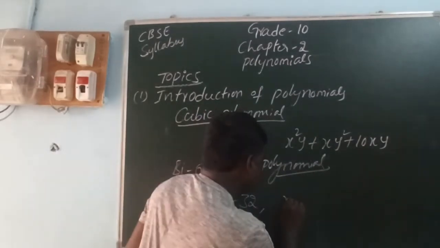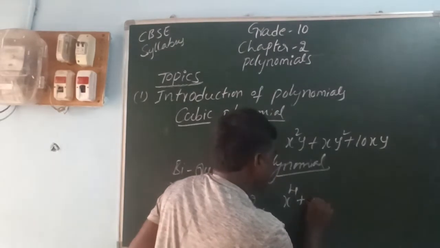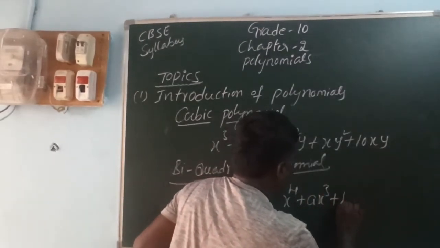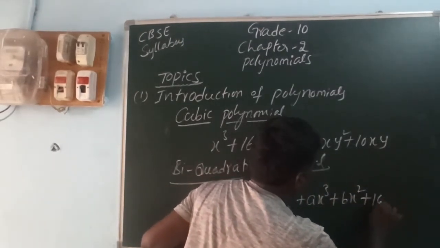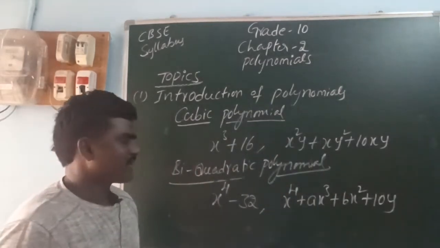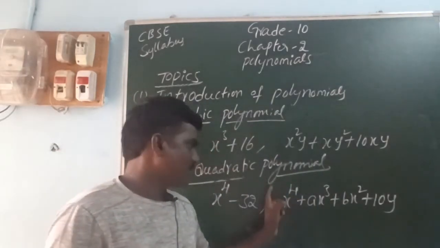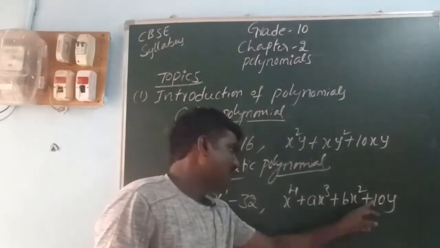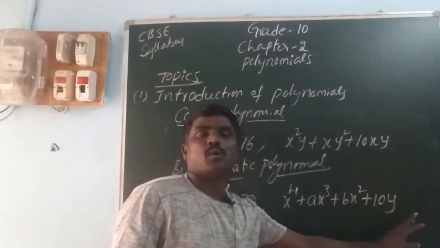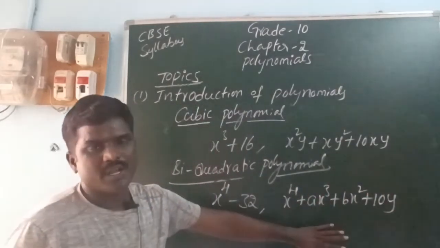Here we take x power 4 plus ax cube plus bx square plus 10y. How many terms are there here? 4 terms. First term degree is 4, next term degree is 3, next term degree is 2, next term degree is 1. So this polynomial is called a biquadratic polynomial.